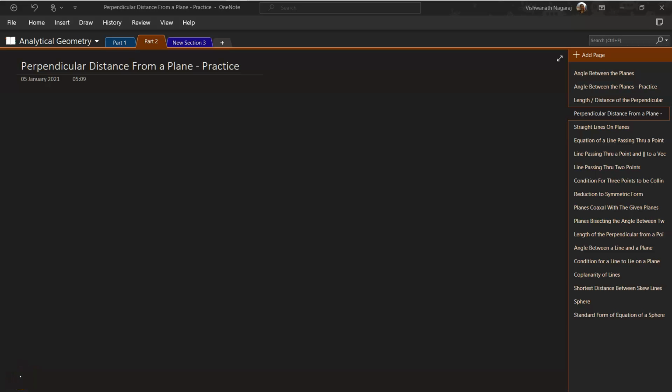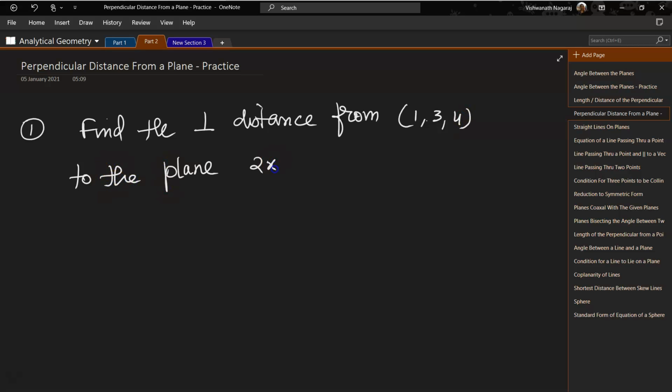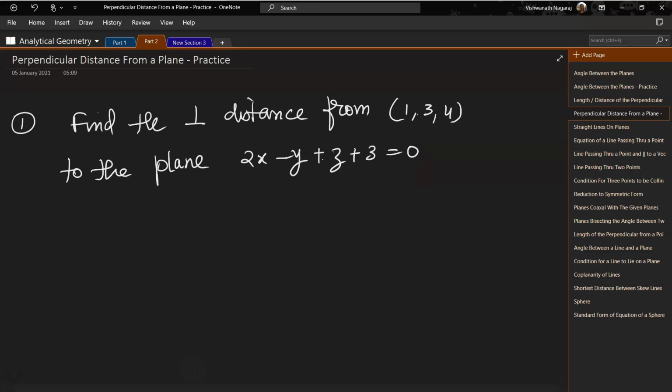Let's solve some problems. Okay, first problem is find the perpendicular distance from a point, let's say (1, 3, 4), to the plane 2x minus y plus z plus 3 equal to 6.